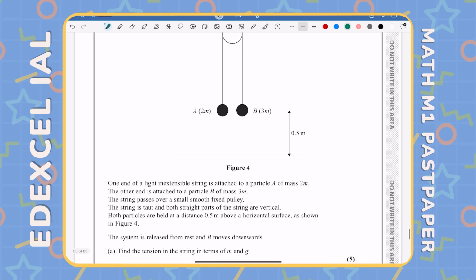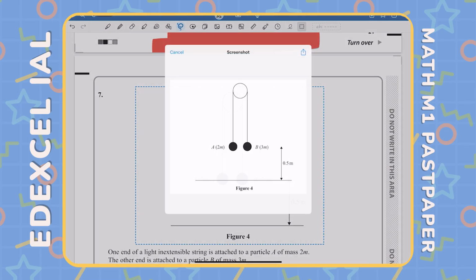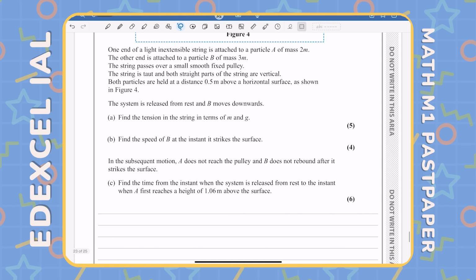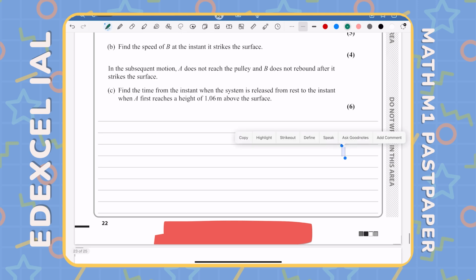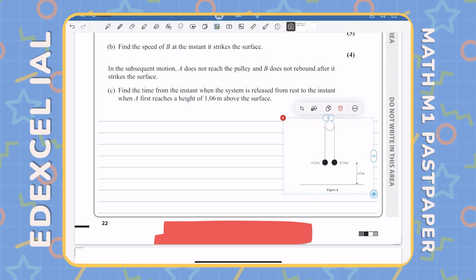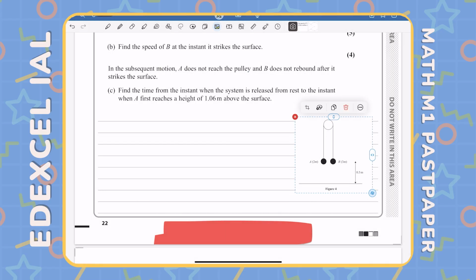Okay, something went wrong with that. Let's try one more time. All right, now it works. Great. So we are supposed to find the tension in the string in terms of m and g. In fact, let's use it for the first part as well. It's always a good idea to show where the forces are acting. It just gives you a bit of perspective.